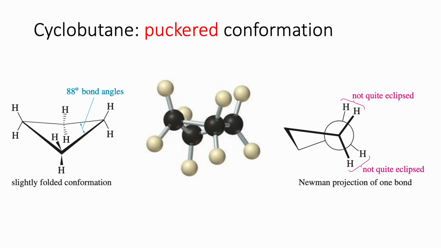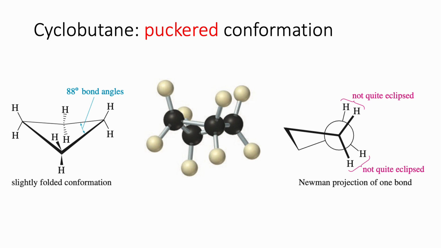If we do that, then we bend the bonds just enough so that those atoms are not quite eclipsed anymore. So notice that when we do that, we go from 90 degrees, and when we pucker it and bend it out of plane, we decrease the bond angle. It goes from 90 degrees down to 88 degrees. It gets smaller.